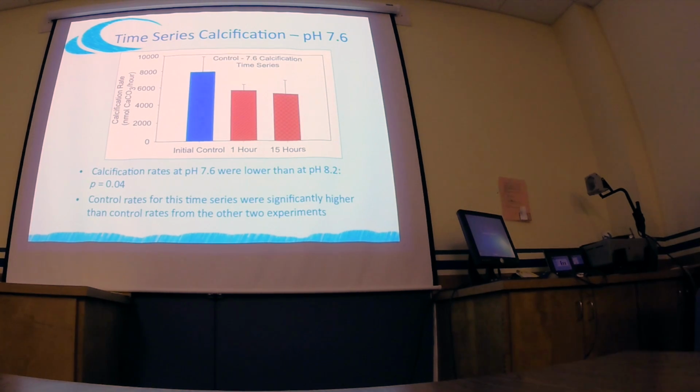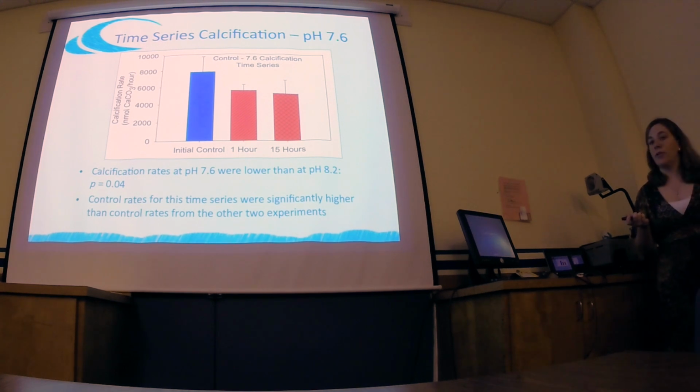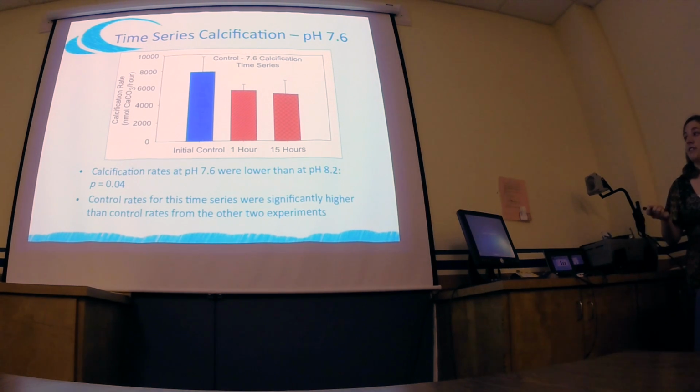And finally, I looked at the calcification rates of the corals under a 7.6 pH, and I found that the 2 7.6 pH calcification rates were not statistically different from each other, but when compared with the control, they did prove to be statistically different.